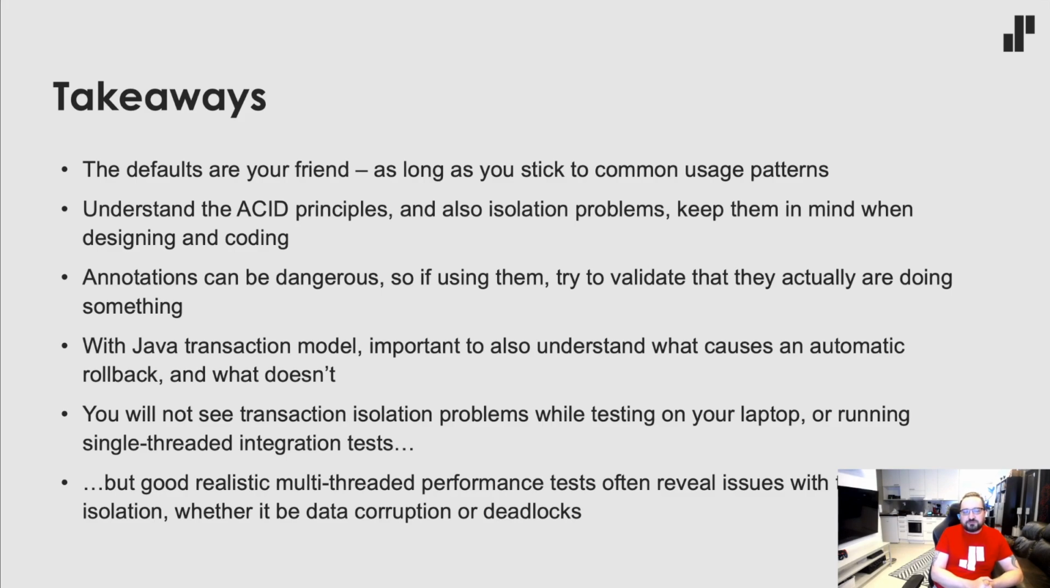Peer reviews do magic here. So if there's even one guy who understands this, then if you peer review things together or pair program, you will spread the good knowledge and understanding. You will not ever see these transaction isolation problems on single-threaded testing. So if you test on laptop or running single-threaded integration tests, everything looks fine. So if you want to really see good multi-threaded performance tests, well, use things like JMeter or Gatling.